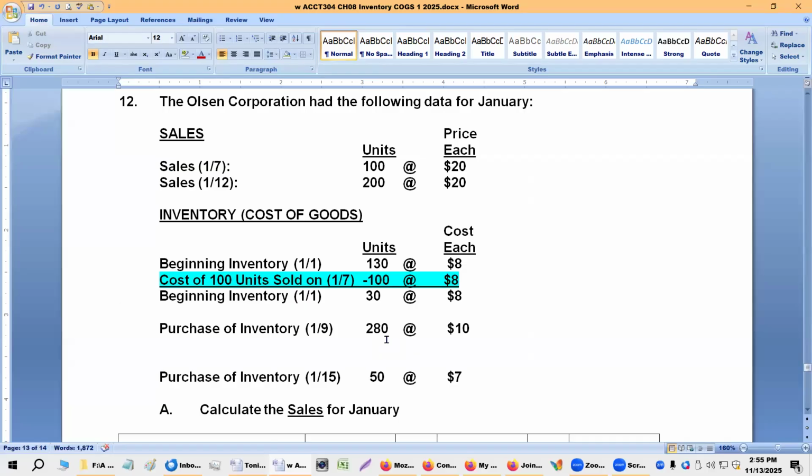If you're wondering why I'm doing this as we're going along, it is because it is possible that we sell up through more than one layer. It is possible to go through multiple layers here. One of the reasons I'm not doing the book problems is that some of them have dozens of these, and you get the idea of what we're doing by doing this. Okay, so that's the sale on the 7th.